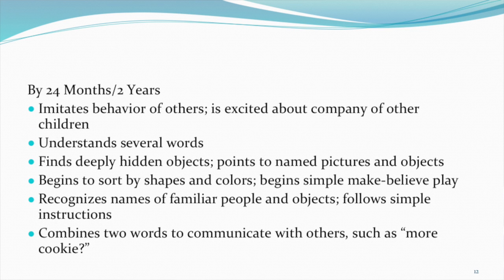2-year-olds frequently imitate the behavior of others, and they're often very excited about the company of other children. They should understand several words and be able to find deeply hidden objects. They should be able to point to some named pictures and objects and begin to sort things by shape and color. They should begin engaging in simple make-believe play.